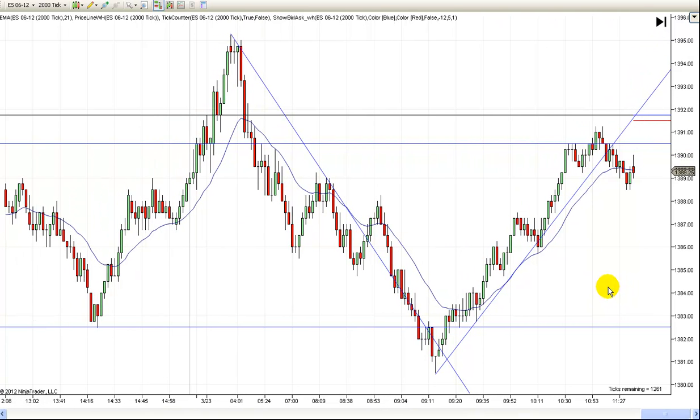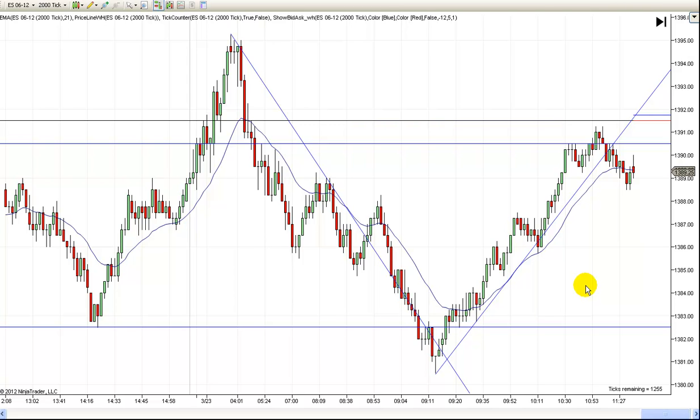But anyway, we're over 20 minutes. This is probably going to serve as our chart lesson for today too. But hopefully you see how I manage a trade and what I'm looking for when I enter.